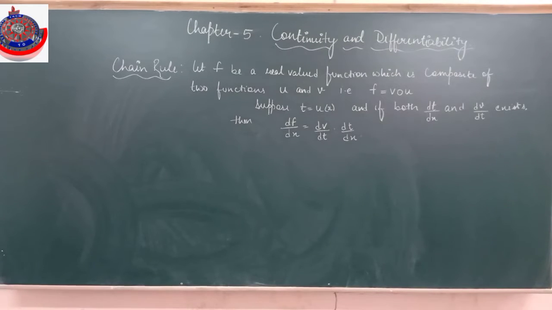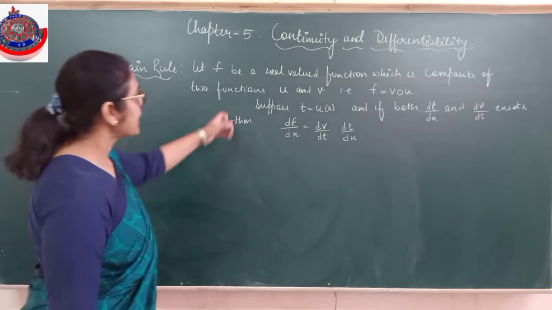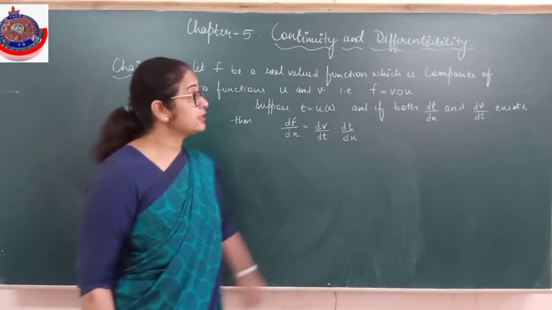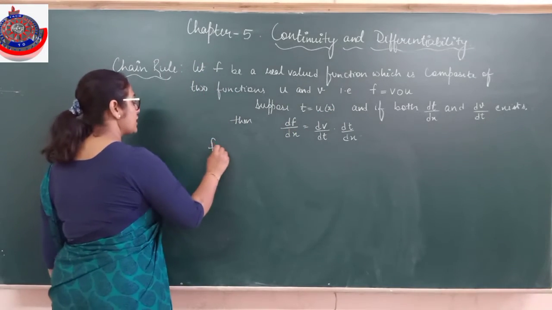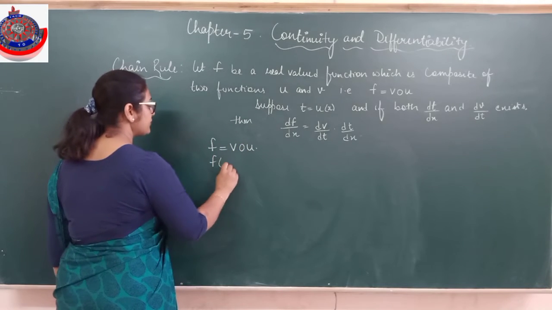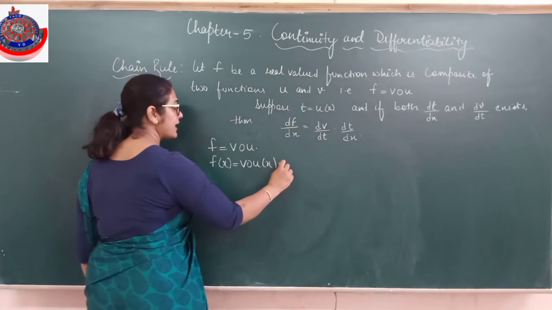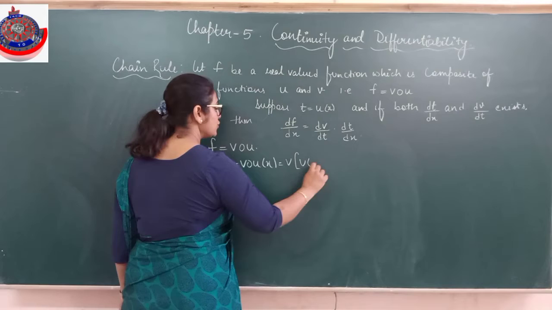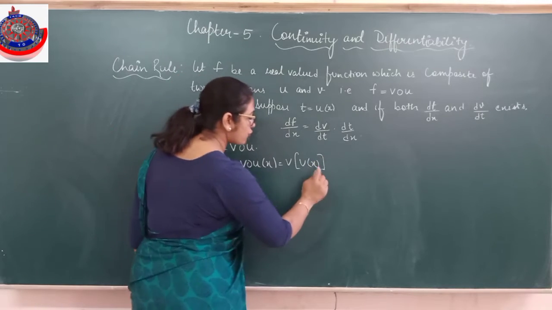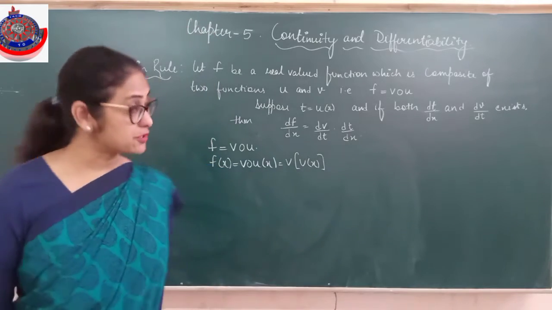Now see, what is the chain rule? Let f be a real valued function which is a composite of two functions. We have already studied about composite functions, like the composite function of u and v. That f is v of u. What does it mean? If it is f of x, it means it is solved like v of u of x. First I'll solve u of x and then whatever answer comes, v of that function.